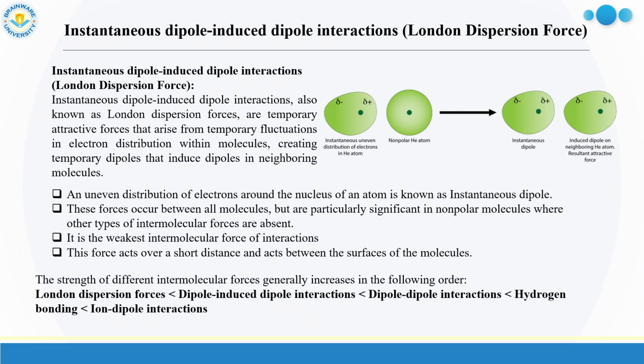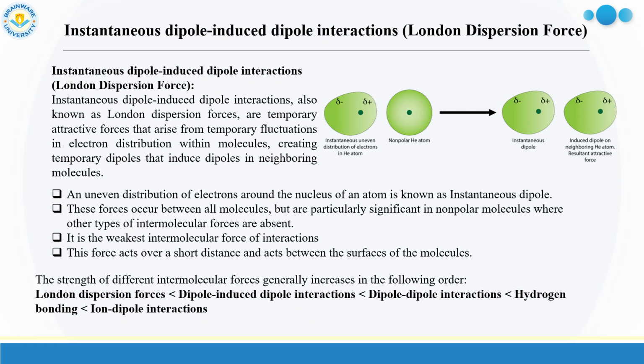So what is instantaneous dipole? An uneven distribution of electrons around the nucleus of an atom is known as instantaneous dipole. These forces occur between all molecules but are particularly significant in nonpolar molecules where other types of intermolecular forces are absent. It is the weakest intermolecular force of interaction. These forces act over a very short distance and act between the surfaces of the molecules.